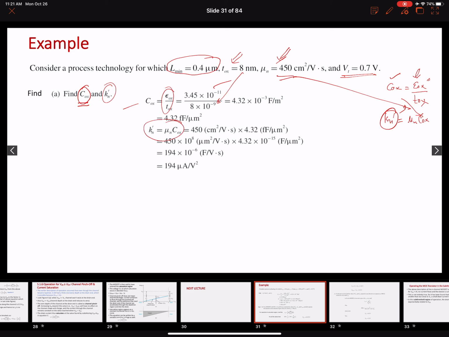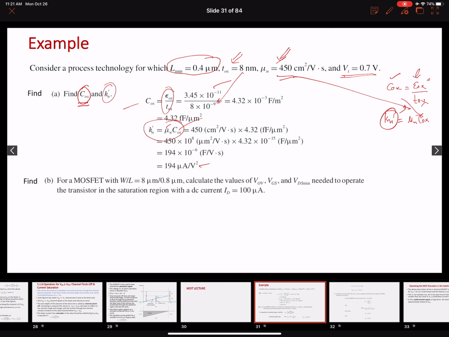The process transconductance is mu n Cox. This is the mobility of the electrons. It's an N channel, so the charge carriers constituting the current are electrons. We have the capacitance of the oxide layer. So we ended up finding out these values. You can calculate that.